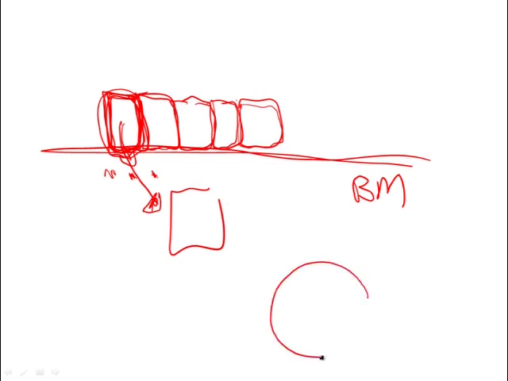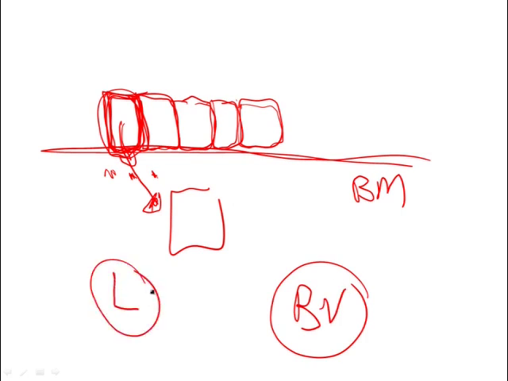Eventually, it'll gain access to either the blood vessel, or it may gain access to lymphatics. And when it gains access to lymphatics, it'll spread to lymph node. And if it gains access to blood vessel, it will spread to distant sites. And so this is sort of a little bit of a paradigm. Step number 1, downregulation of E-cadherin.